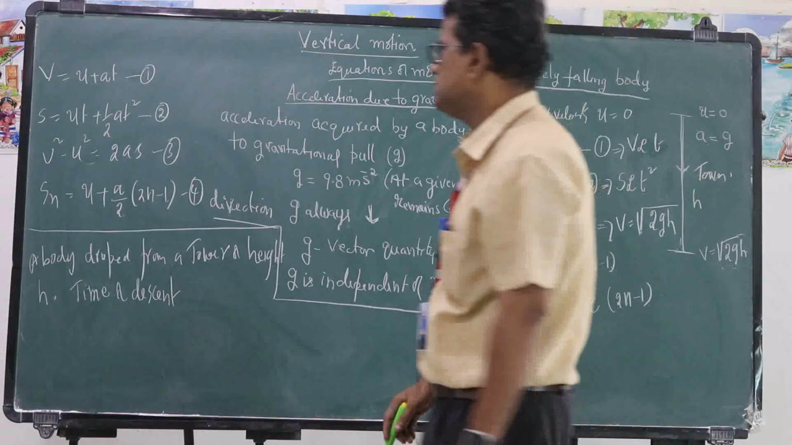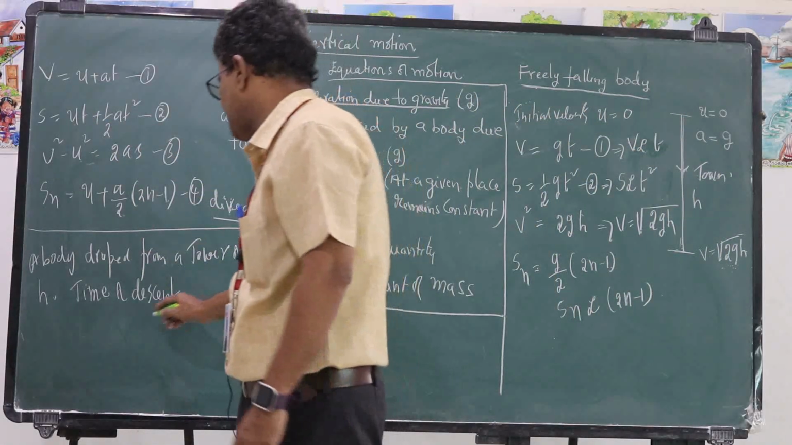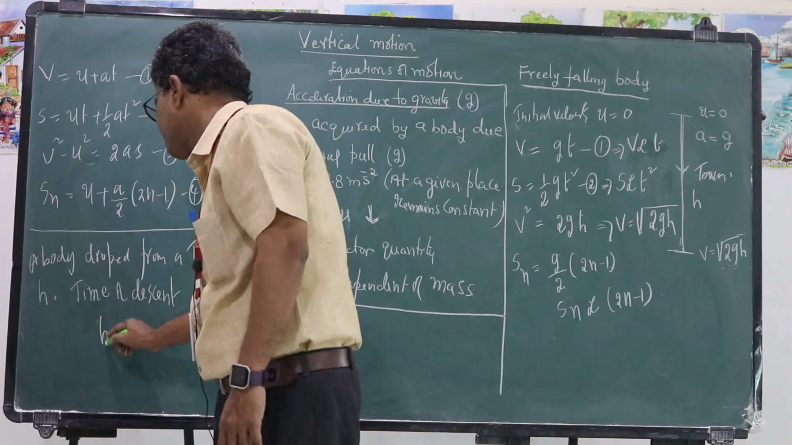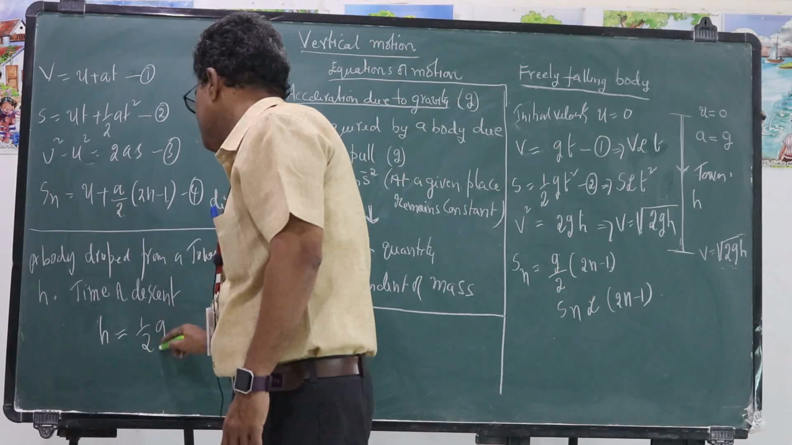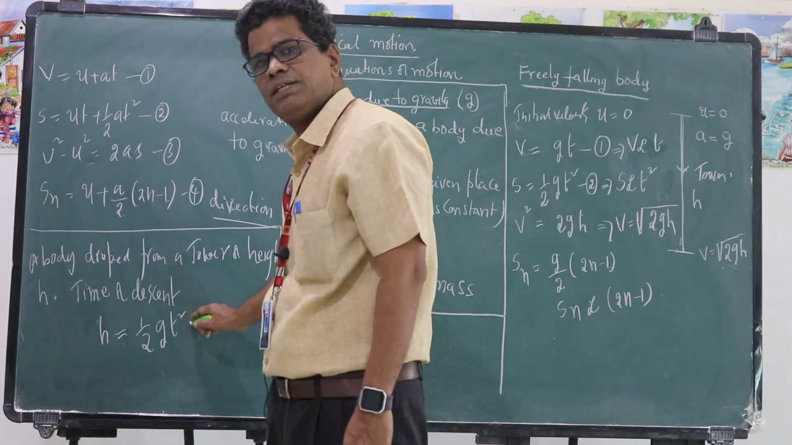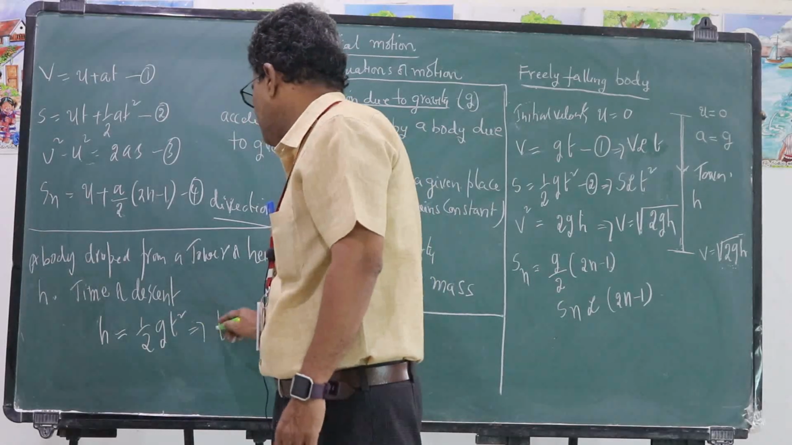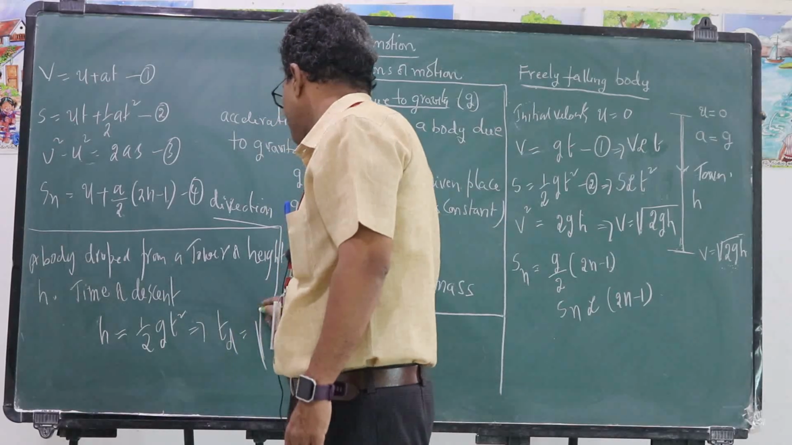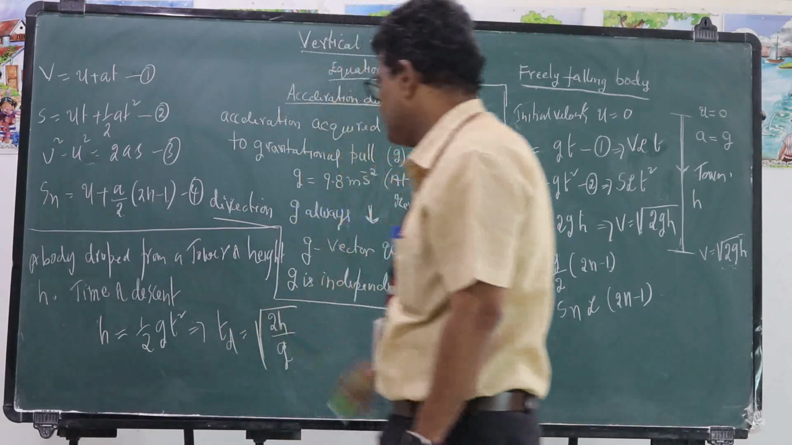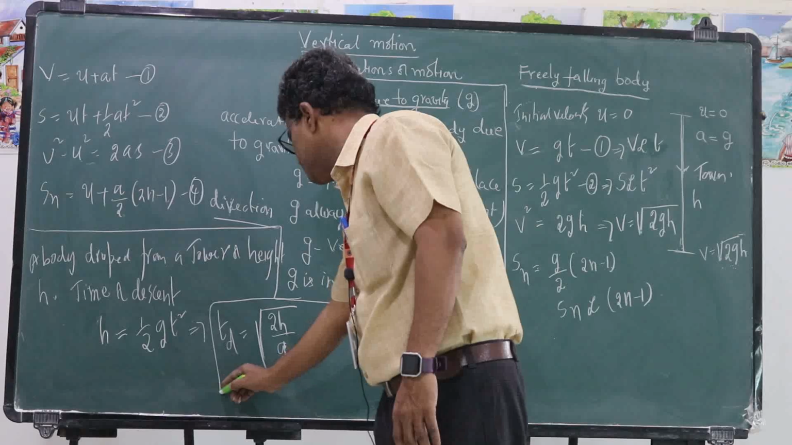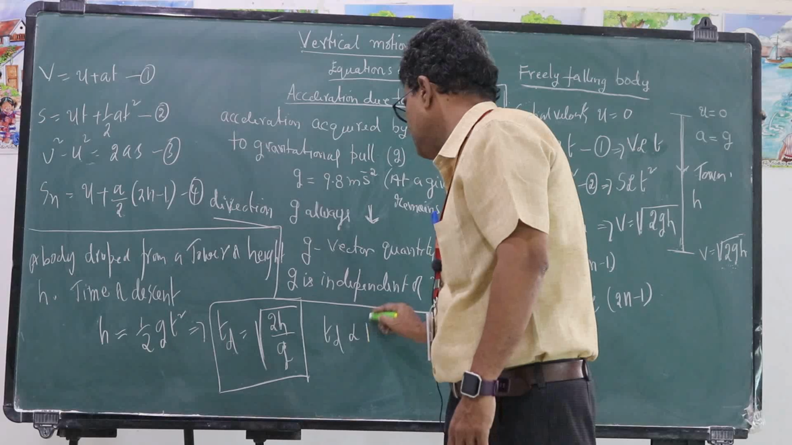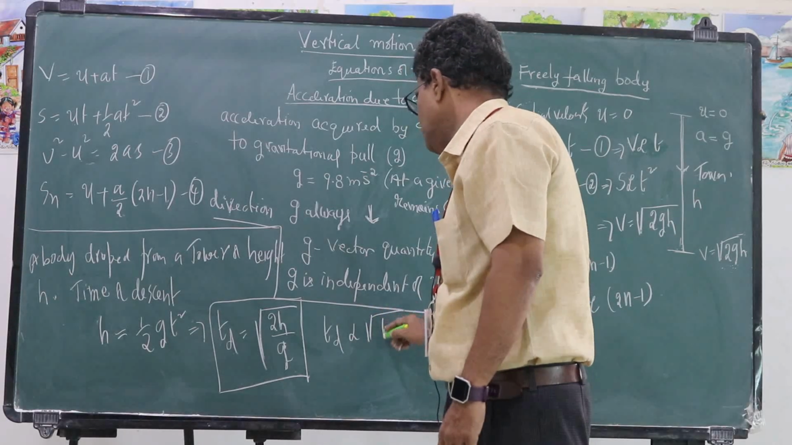You apply s = ut + half at square. So s becomes h, h = half gt square. How did we get this? From s = ut + half at square. From this, the time of descent is equal to square root of 2h by g. So the time of descent is given by the formula square root of 2h by g, so time of descent is directly proportional to square root of h.